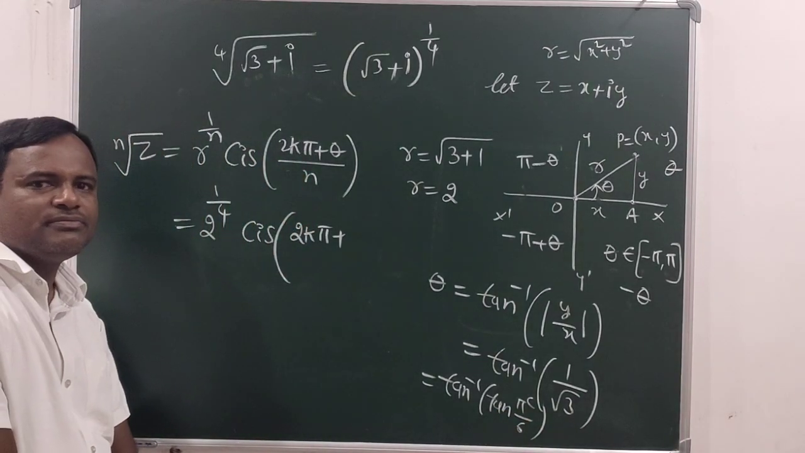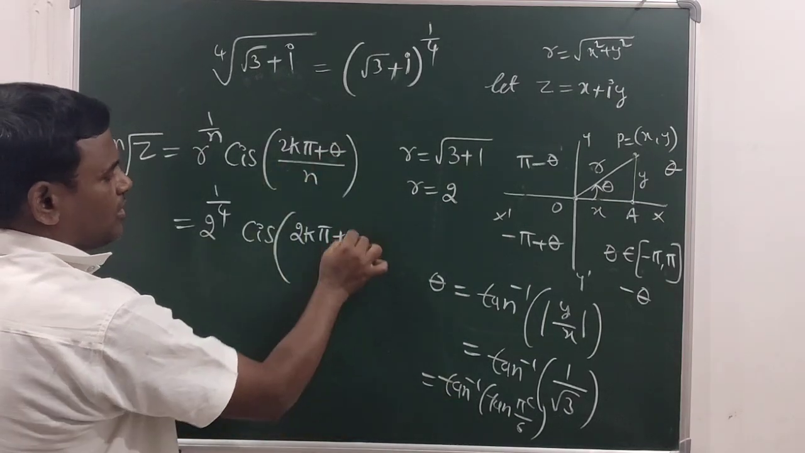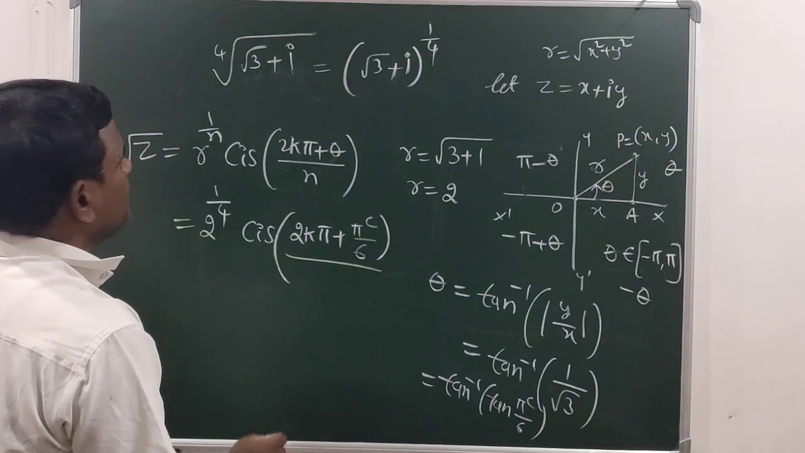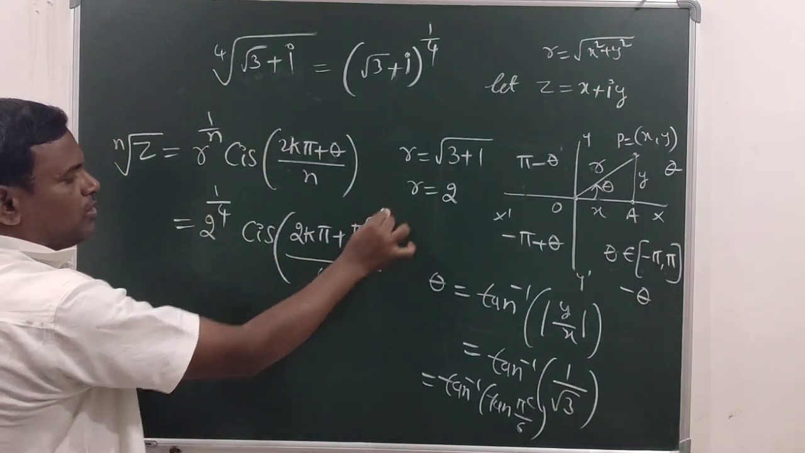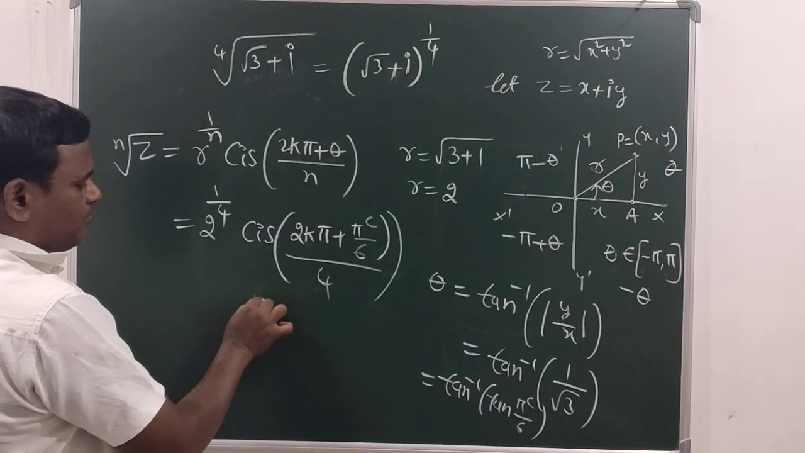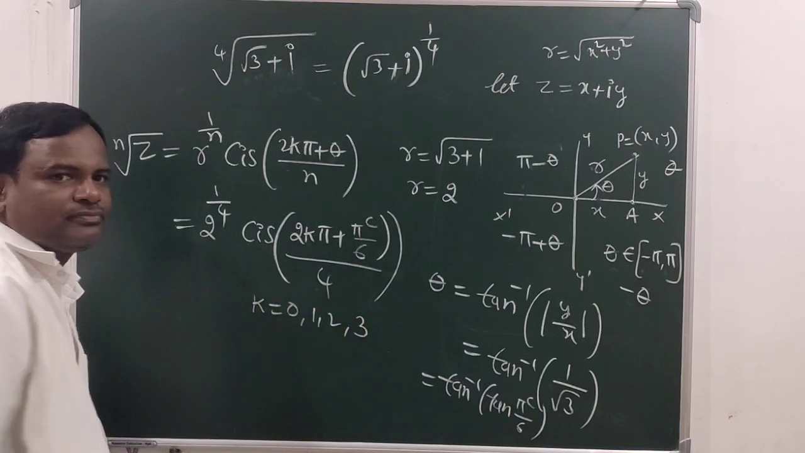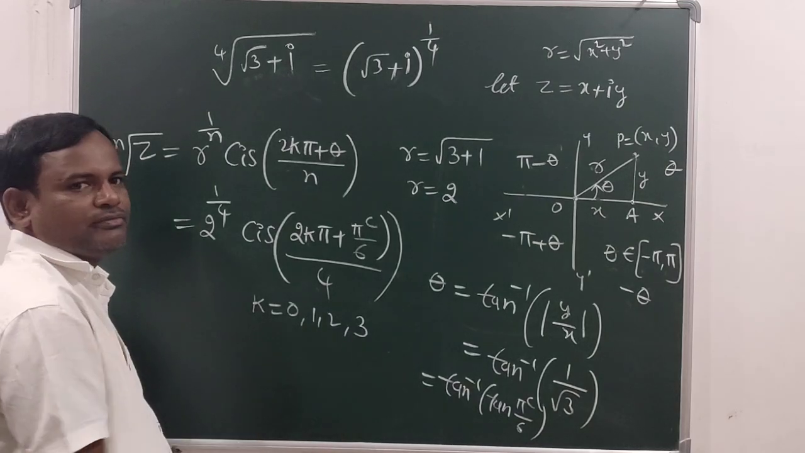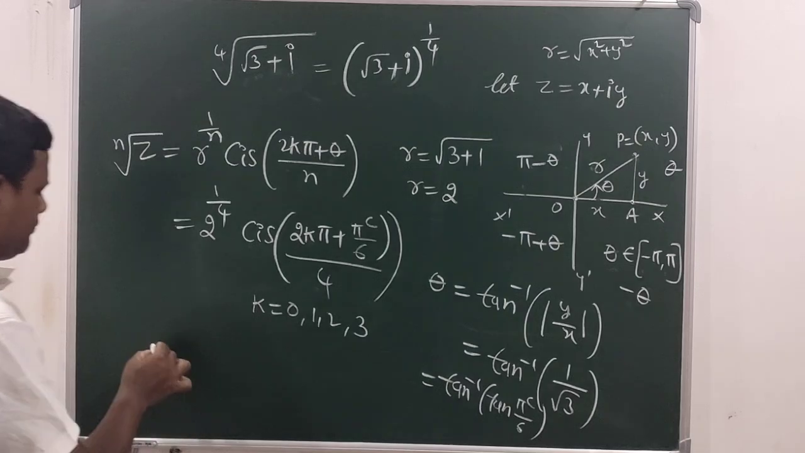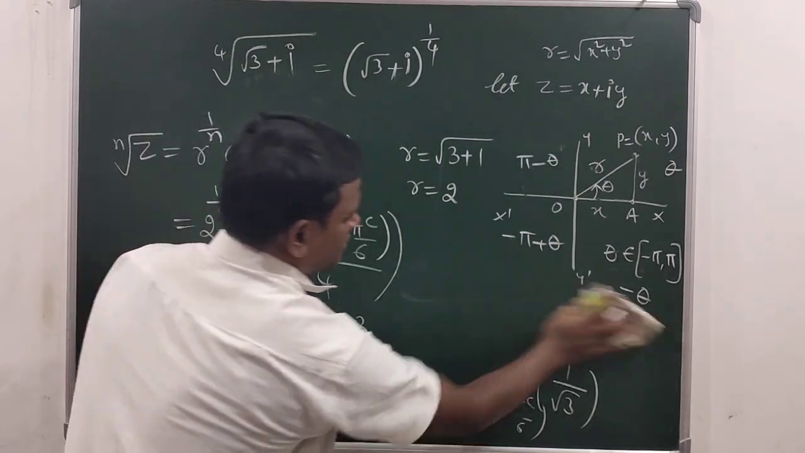Okay students? Yes. Now come back, in the place of theta, write pi radians by 6, divided by n. The n value here is 4. Now what do you have to write for k? 0, 1, 2, 3, till n minus 1 you have to write. Suppose if you put k equal to 0, you get one value. So shall I write all of them? See.